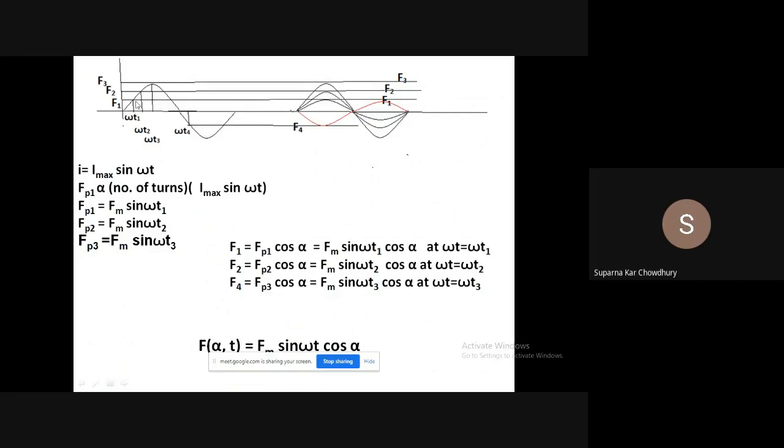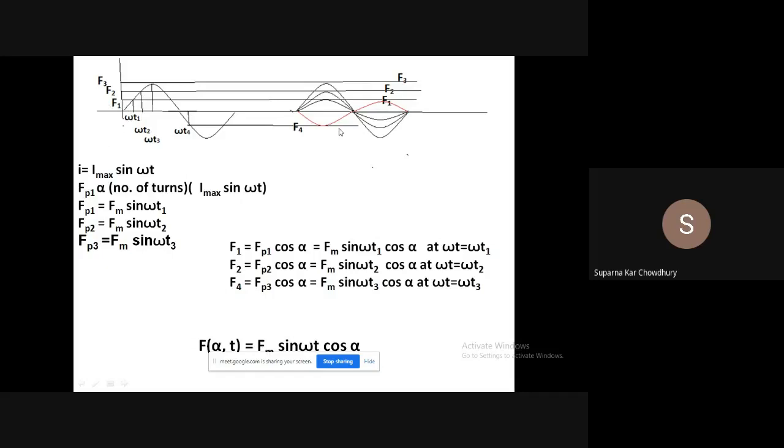So when the current is this, the FP1 peak value corresponding to this will be number of turns times I max sine of omega t, because this current value is I max sine of omega t. So FP1 will be Fm sine of omega t, where Fm is this maximum value. So FP2 will be Fm sine omega t.